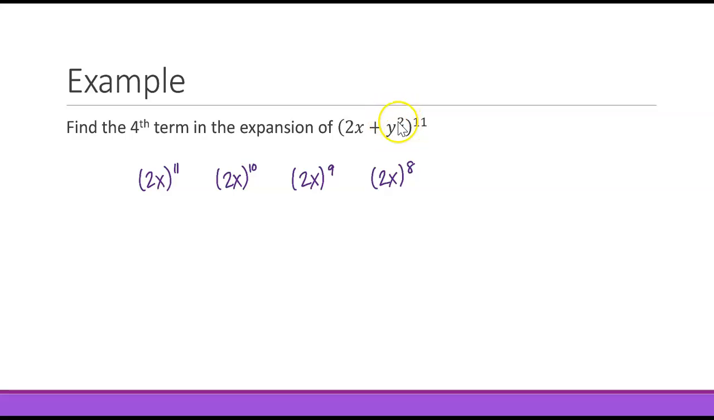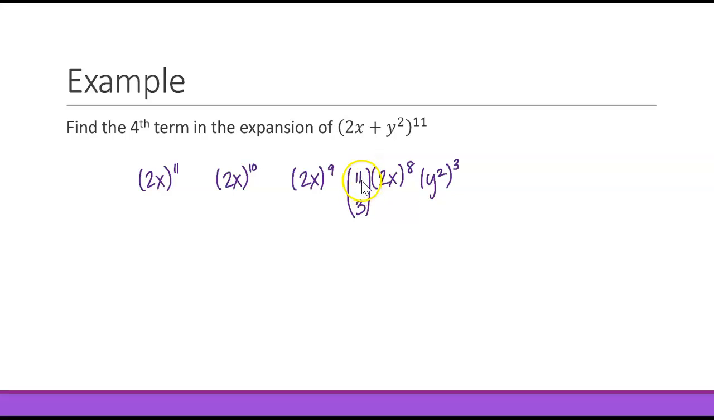We're going to end up having the second piece of the binomial, so that's y squared. That's going to need to be raised to the 3rd power. So why the 3rd power? Because the exponents have to add up to 11. So 8 and 3 is 11. And then what's going to go in front? The coefficient in front is going to be 11 choose 3. But really, it could be 11 choose 8 or 11 choose 3. It doesn't really matter.